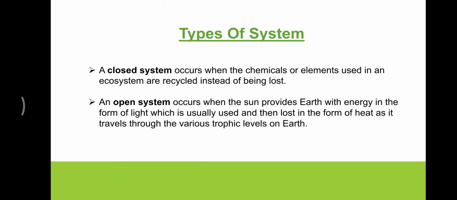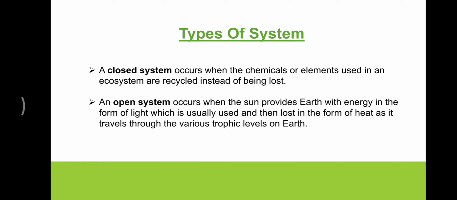And an open system occurs when the sun provides earth with energy in the form of light and heat, which is usually used and then lost in the form of heat as it travels through the various trophic levels on earth. The principal elements of life are carbon, hydrogen, oxygen, and nitrogen.